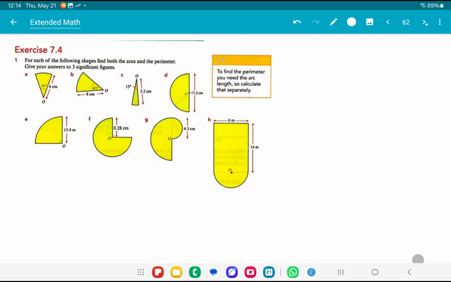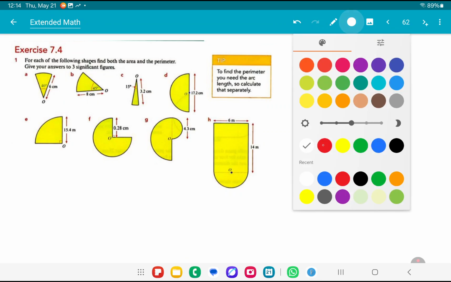In this video, we will learn about exercise 7.4. For question number 1, for each of the following shapes, find both the area and the perimeter. Give your answer to three significant figures. First, we do question A.